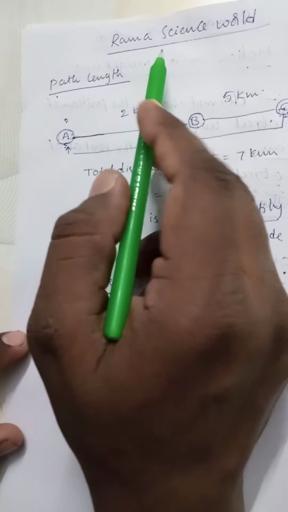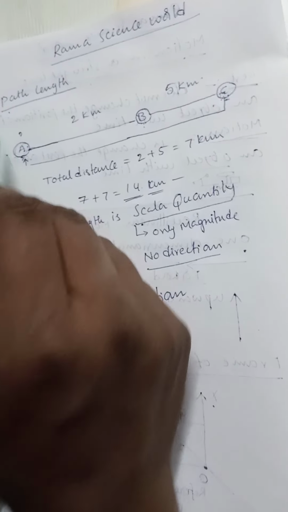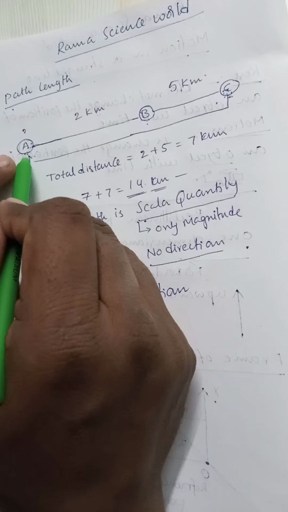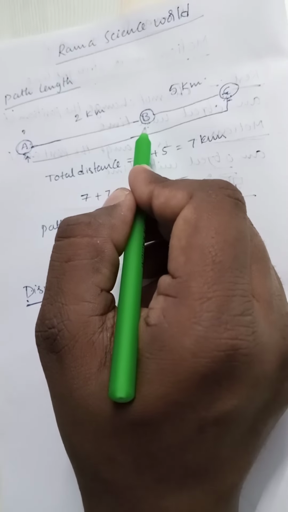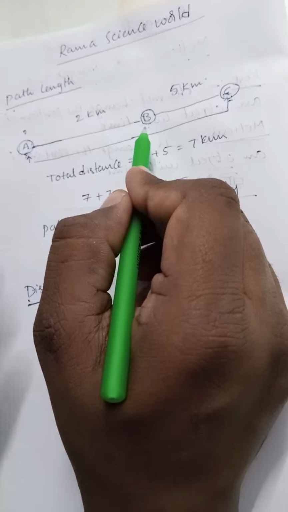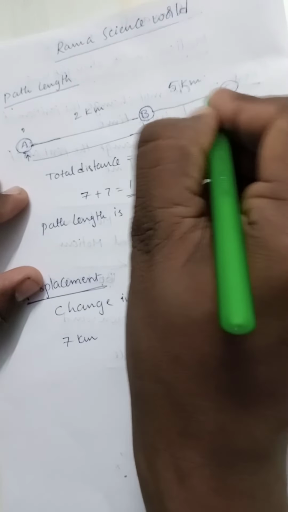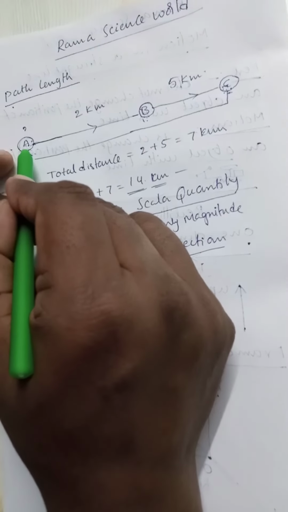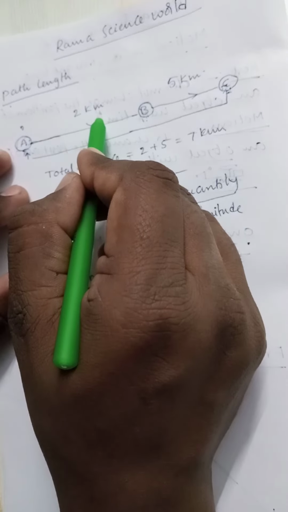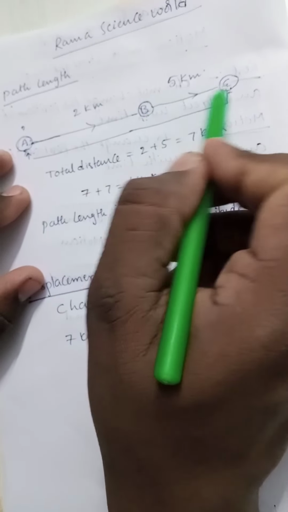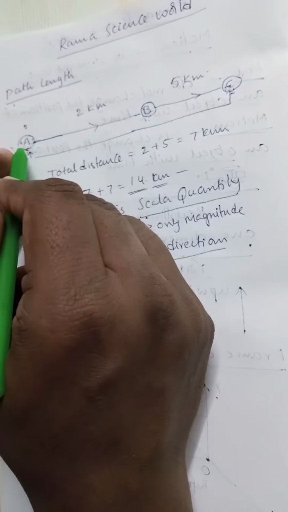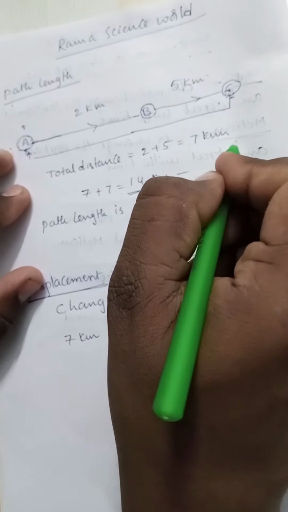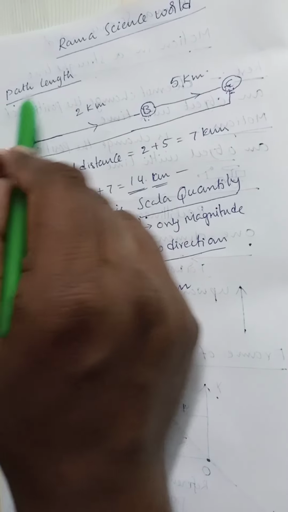Okay. So now let us discuss the path length. Here a person starts his journey from point A and moves towards point B. After that he moves towards point C, in only one direction. The distance between A and B is 2 kilometers, and the distance between B and C is 5 kilometers. So the total distance he traveled is 2 plus 5, 7 kilometers. 7 kilometers is the initial path length.